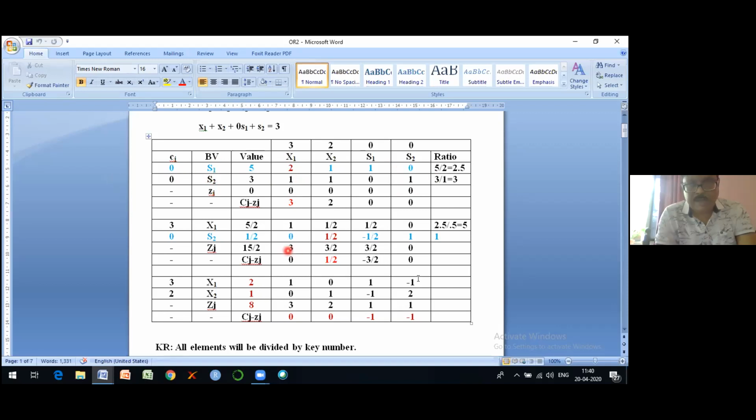So in the second table, what will we write? X1 instead of s1, and we'll write s2. Clear? Now this row. Listen minutely.